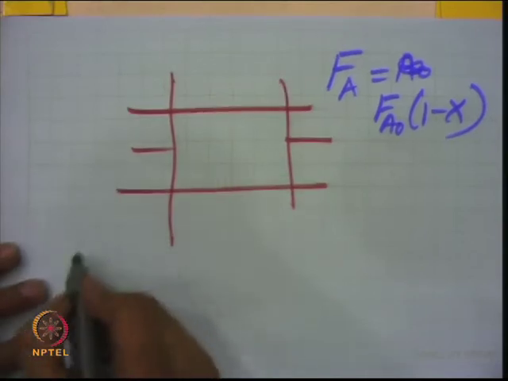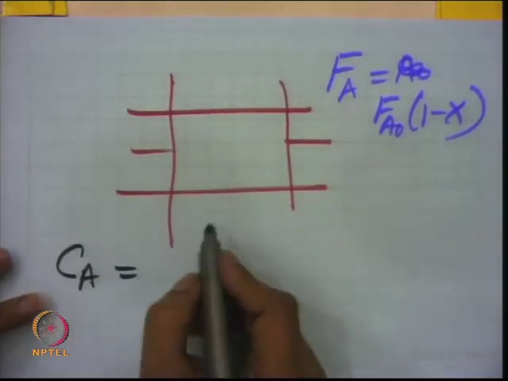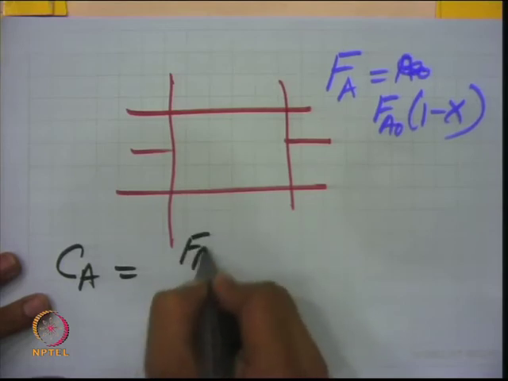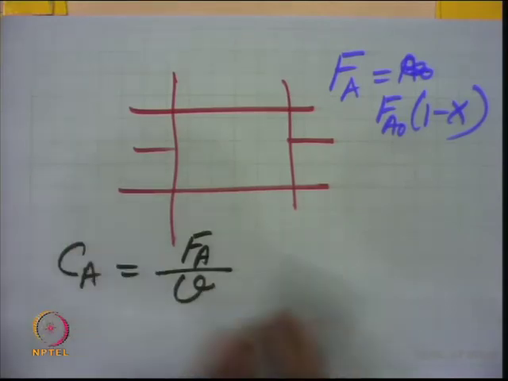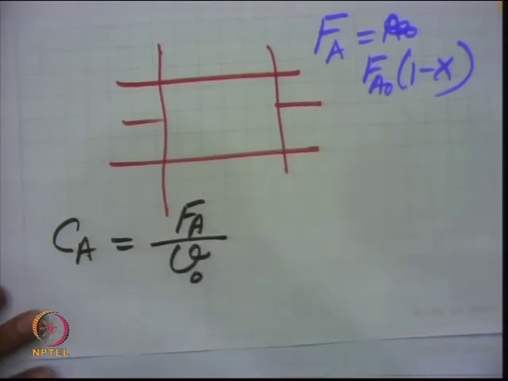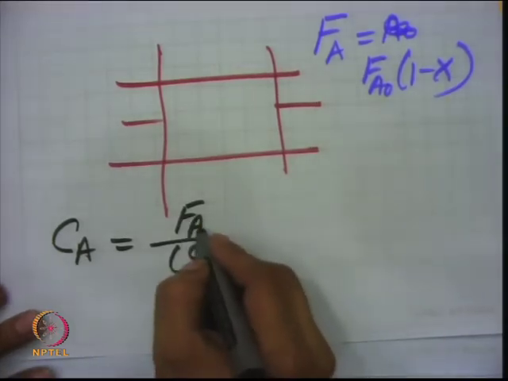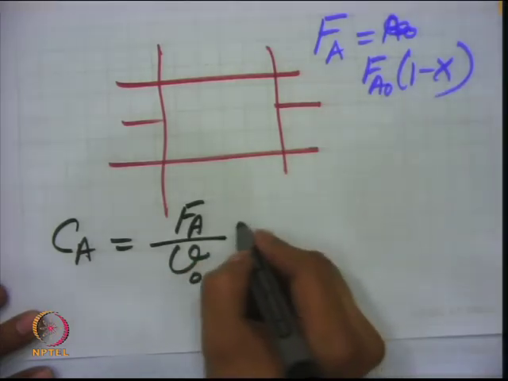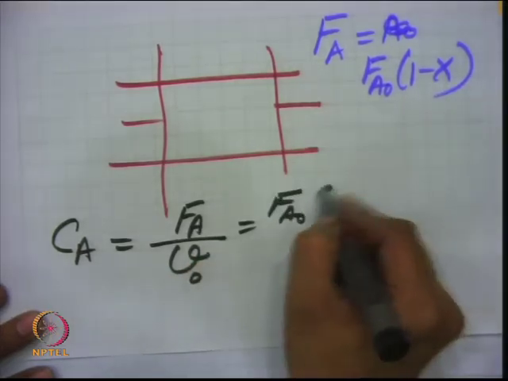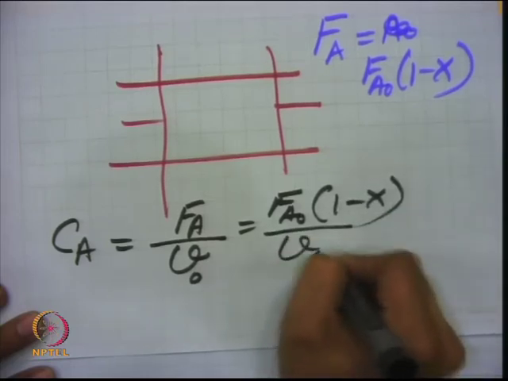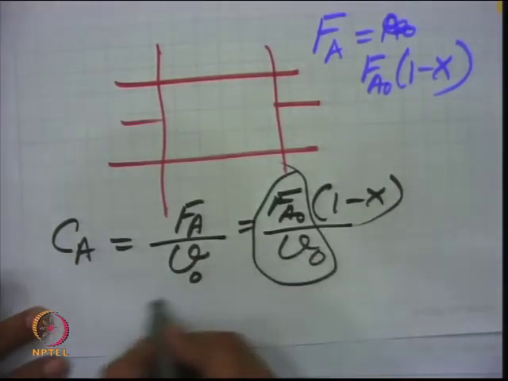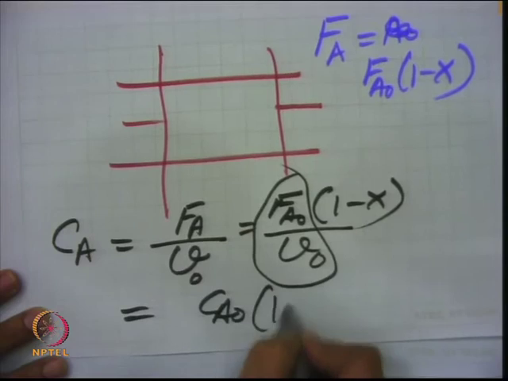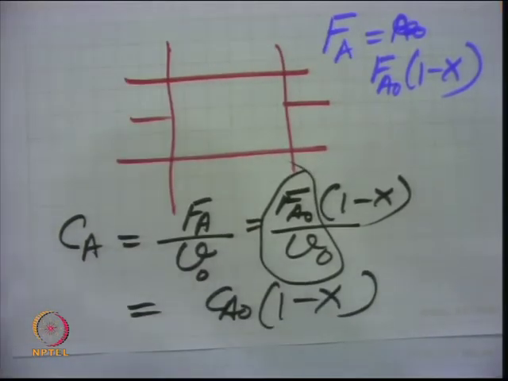Now, how do you define concentration? Concentration is moles per unit volume. So, F A at any point divided by the volumetric flow rate. If I assume that there is no change in volumetric flow rate, then this is throughout V 0, the initial. So, this becomes F A 0 times 1 minus x divided by the volumetric feed rate. So, F A naught divided by V naught is your initial concentration. So, your C A becomes C A naught times 1 minus x.